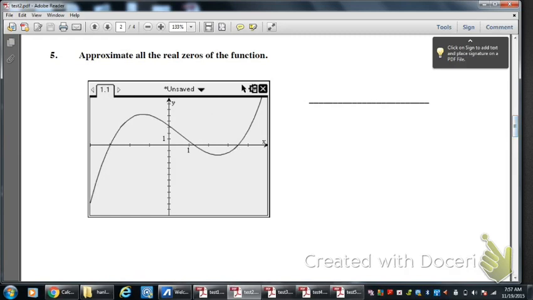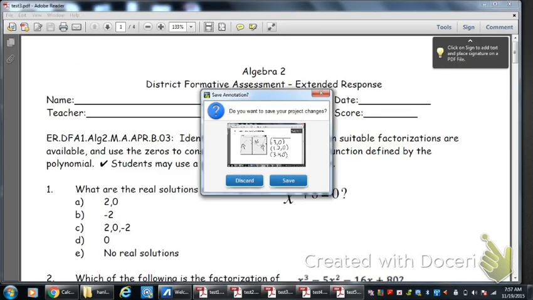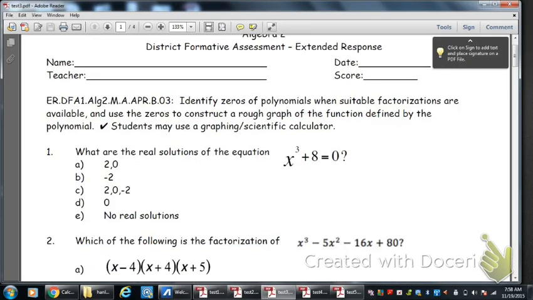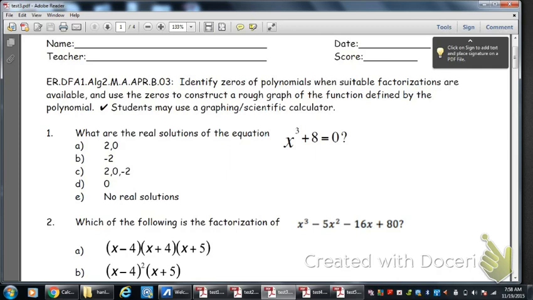All right, let's move on to test 3. What are all the real solutions? So you subtract 8 from both sides, cube root it, and it's just negative 2. Just negative 2.